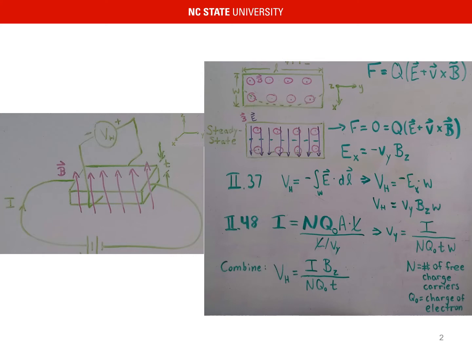Lorentz's force equation here states that the force on a moving charge is equal to the magnitude of the charge times the electric field plus the cross product of the velocity of the charge and the magnetic field. Before the circuit is turned on, there is no electric field present.